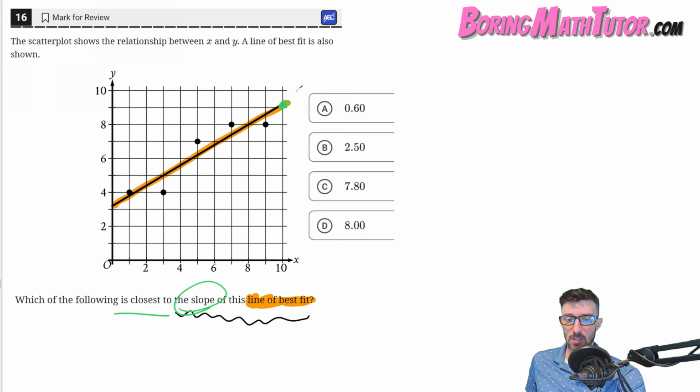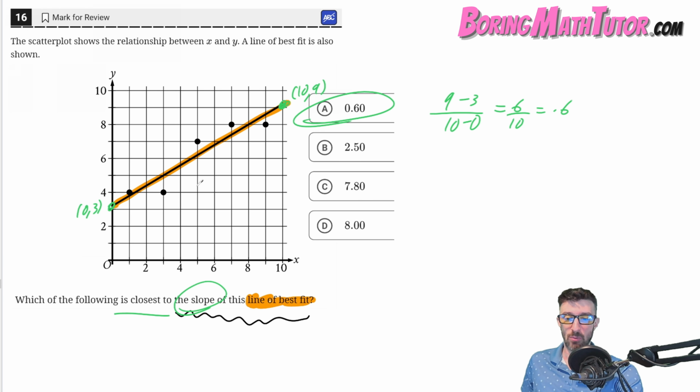And I'm noticing over here I've got a point that's kind of like 10, 9. And over here, this is kind of like 0, 3. So then all I got to do is 9 minus 3 over 10 minus 0. That's 6 over 10, which is 0.6. And we're done.